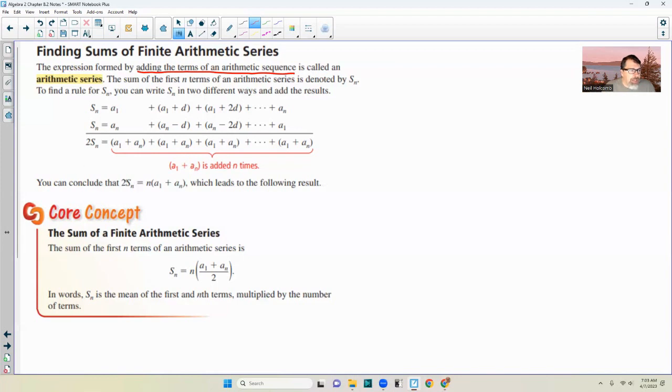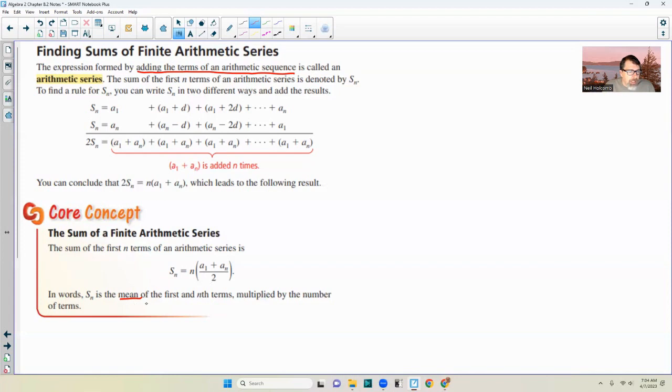You can conclude that 2S sub n equals n times A sub 1 plus A sub n, which leads to the following result. So get rid of this 2 by dividing both sides by 2, and we get S sub n equals, so the sum of the first n terms of an arithmetic series will become S sub n equals n times A sub 1 plus A sub n divided by 2.